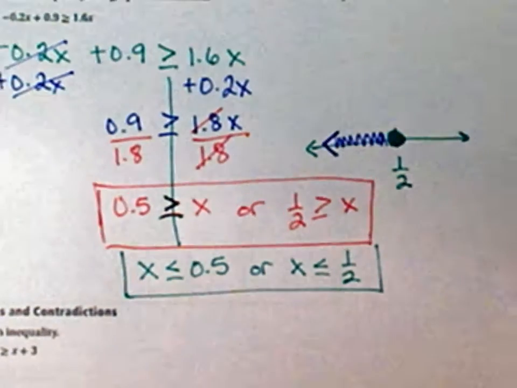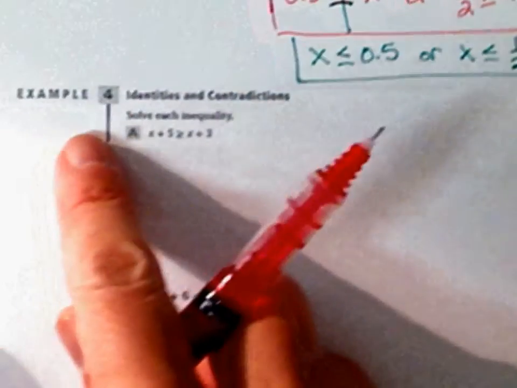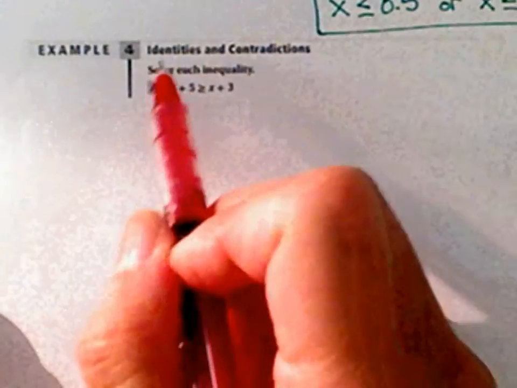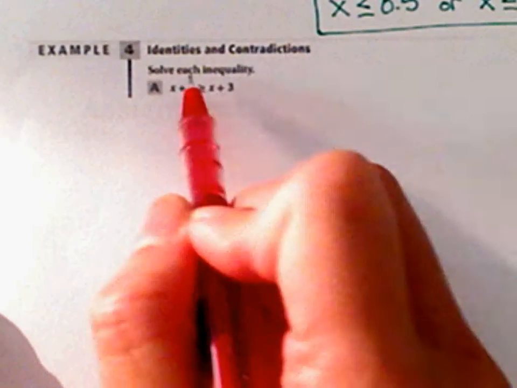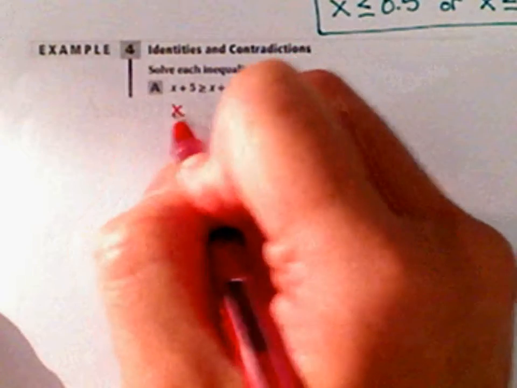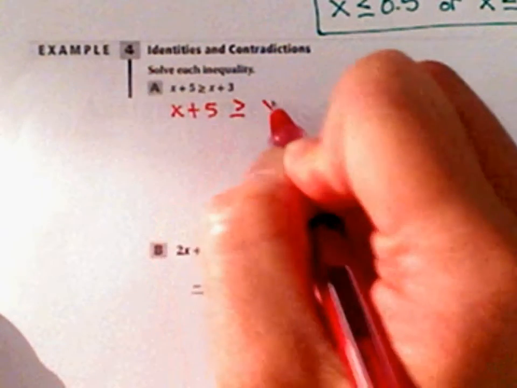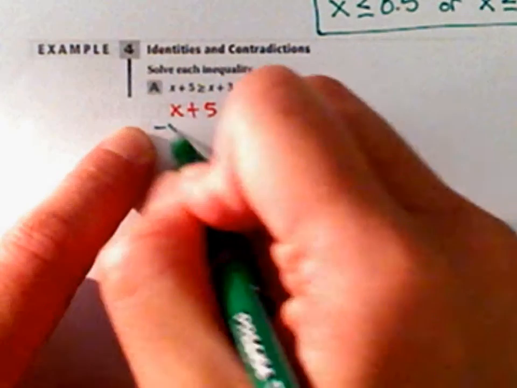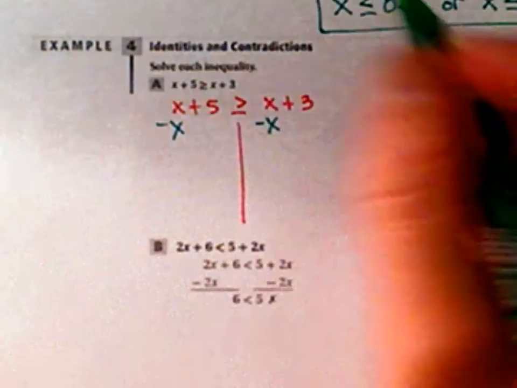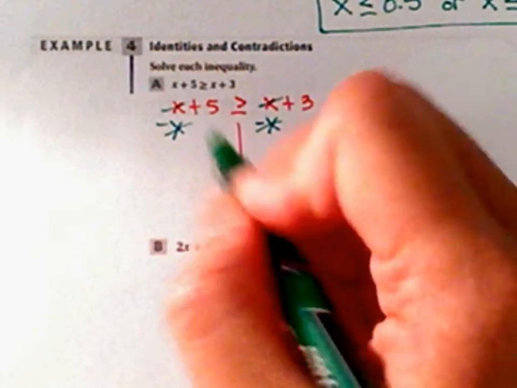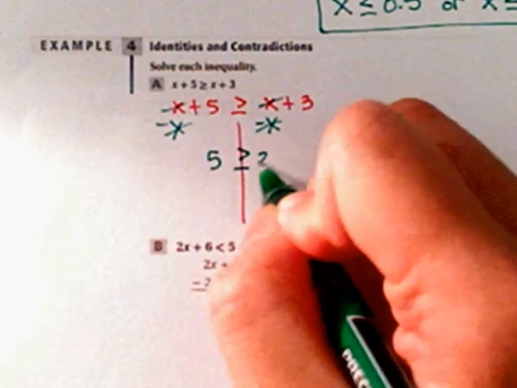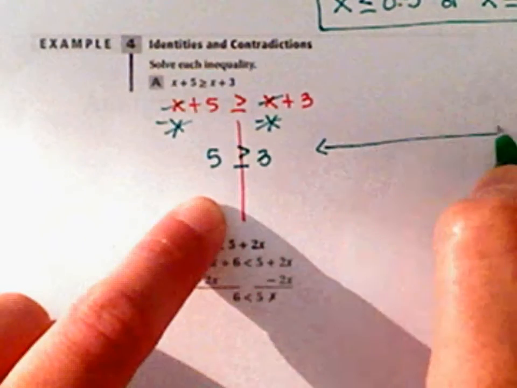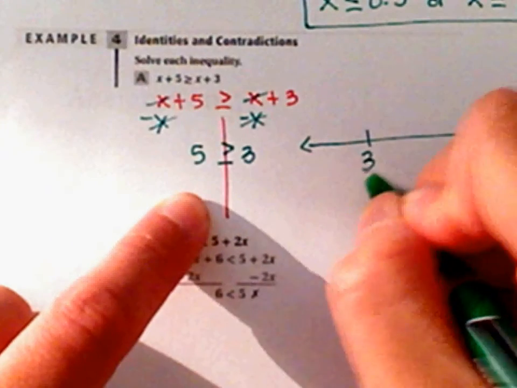Example 4. A. Identities and contradictions. It says solve each inequality. So let's take a look. x plus 5 is greater than or equal to x plus 3. Separate your left from your right. Like terms, minus x, minus x. So 5 is greater than or equal to 3. Now let's take a look at this on the graph. Here's 3 and here's 5.